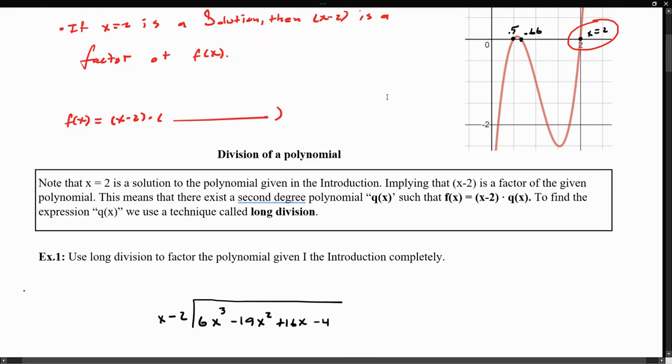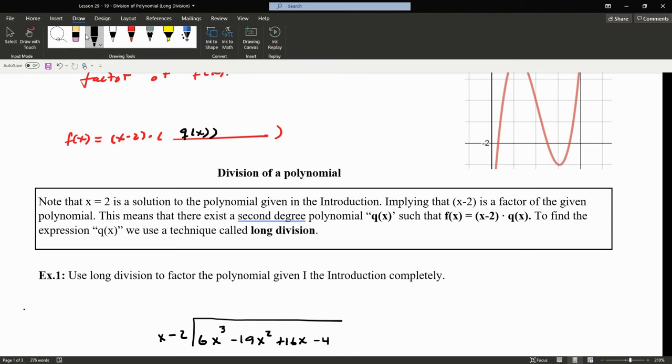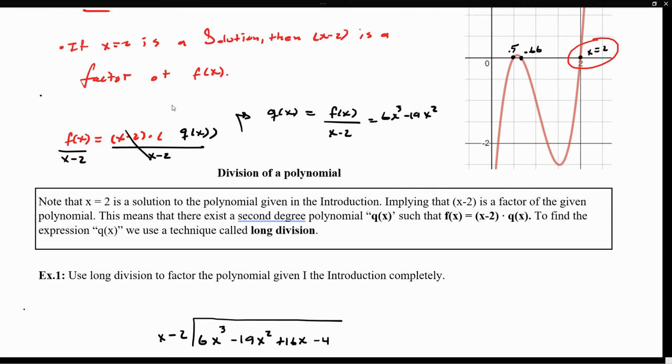Because essentially what we're doing here is the following. Let me call this q of x, since this is how we discussed it in the small introduction at the bottom. Our objective is to define what q of x is. Since x minus 2 is multiplying, I can divide by it. That way, the expression we're looking for, q of x, is equivalent to f of x over x minus 2, or 6x cubed minus 19x squared plus 16x minus 4 divided by x minus 2.